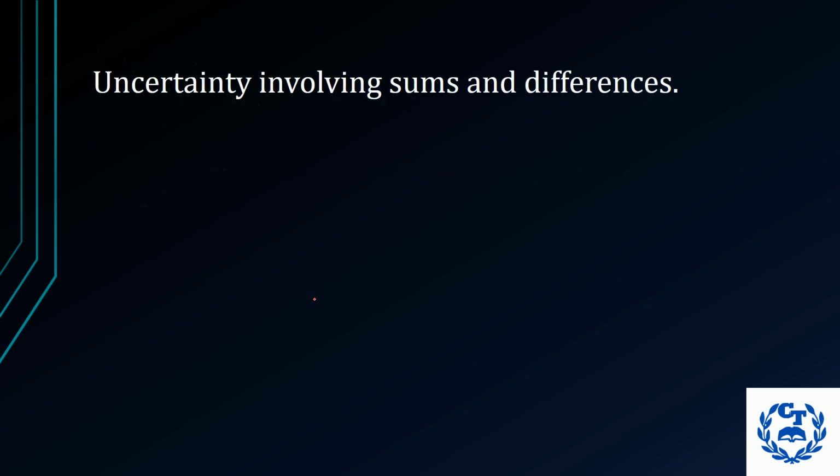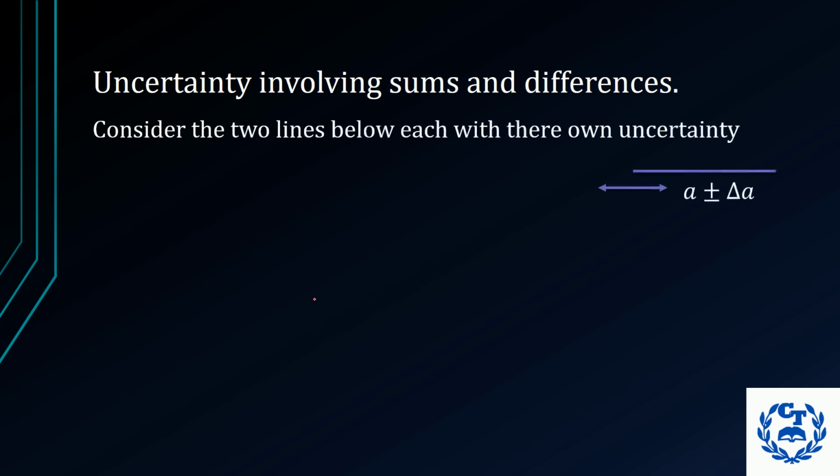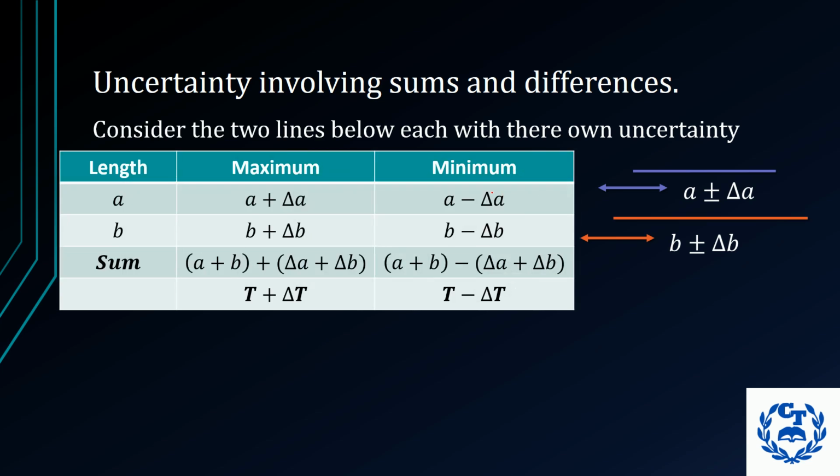So let's first look at the uncertainty involving sums and differences, and we're going to do a sum. We're going to consider two lines, A with its uncertainty delta A and B with its uncertainty delta B. If we were to put it on a table which consists of their maximum possible values and their minimum possible values, we can see that we have A plus delta A for the maximum of A and A minus delta A, which is the minimum of A. This delta A here simply represents the uncertainty that we have in that value.